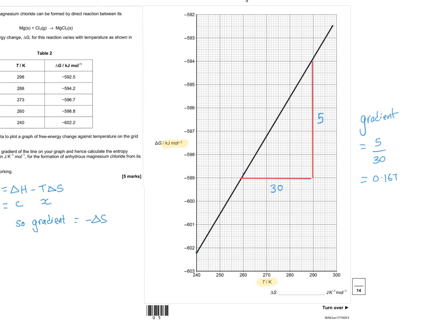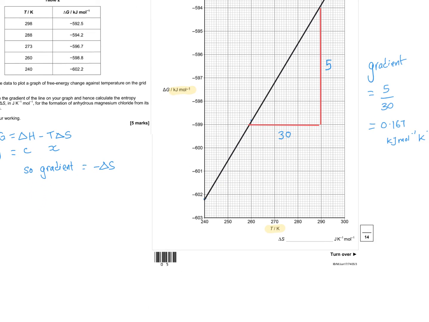Remembering that our scale is going to give us a gradient in kilojoules per mole divided by temperature, our gradient is therefore going to be kilojoules per mole per Kelvin, but the standard units for entropy are joules per Kelvin per mole, so we need to go from kilojoules to joules, so we're going to make sure that we times it by 1000.